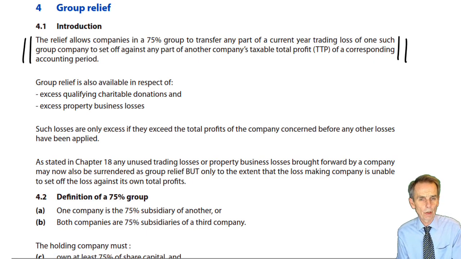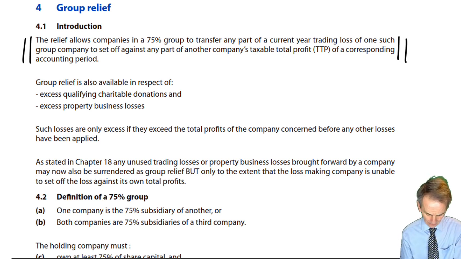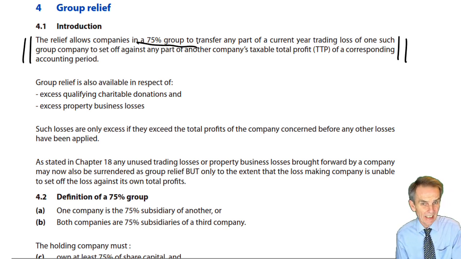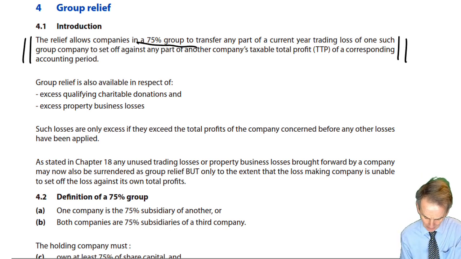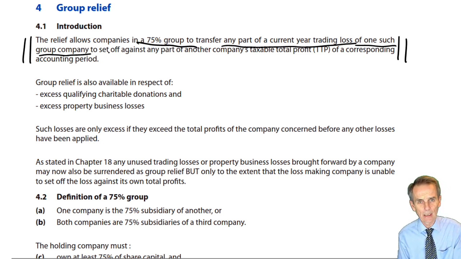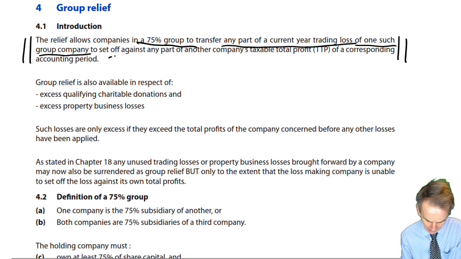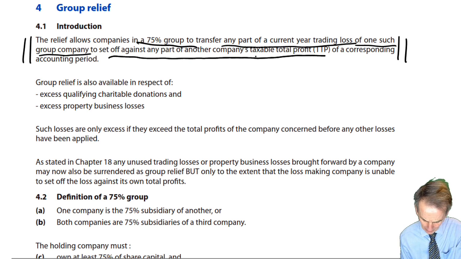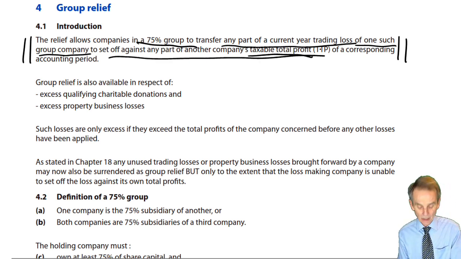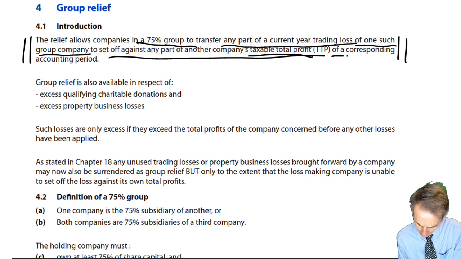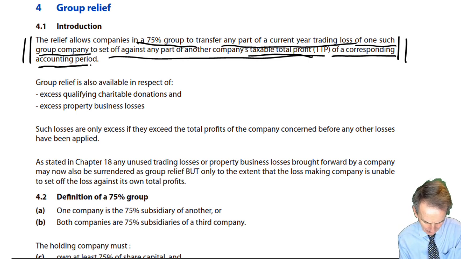When we first introduced group relief, as you'll see here at the beginning of this section 4 on group relief, what did we say about the group relief that would be available? It allows companies within an effective 75% group, as we've learnt and defined, to transfer any part of a current year trading loss of one such group company, the surrendering company, the loss-making company, to set off against any part of another company's TTP, the claimant company's TTP. But here, of a corresponding accounting period.